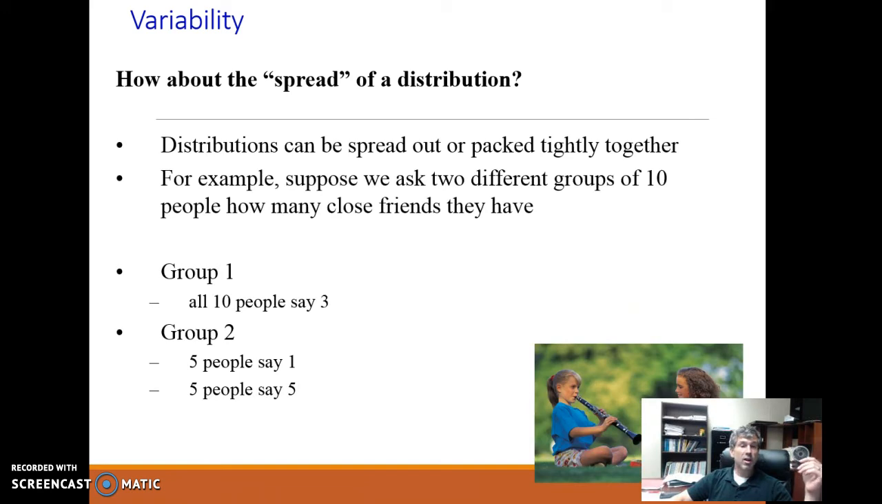So let's take a very simple example. Let's say that we have two different groups, 10 people in each group, and what we're measuring, our variable of interest, is how many close friends they say they have. So in group 1, all 10 people in that sample just happen to give exactly the same number. They say they have 3 close friends. So there's no variability here. Everybody has exactly the same score. In group 2, half of your people say they have 1 close friend, and half of the people say they have 5.